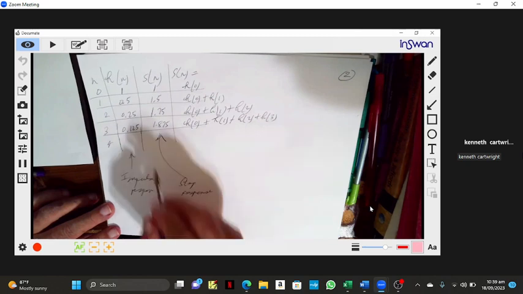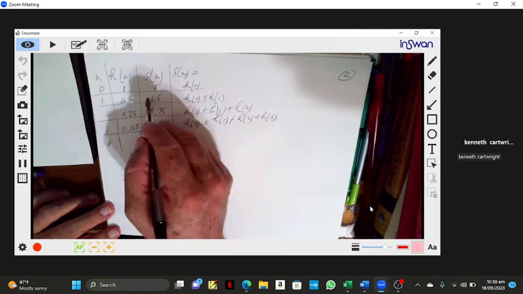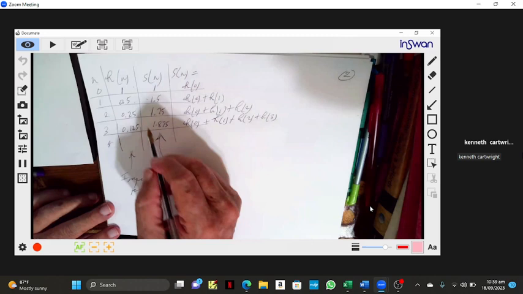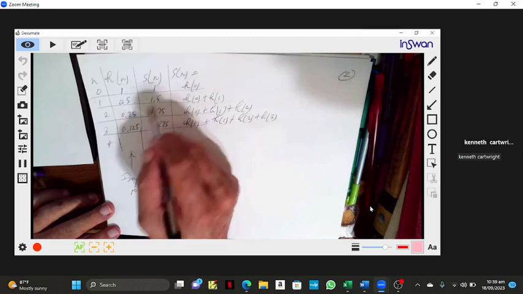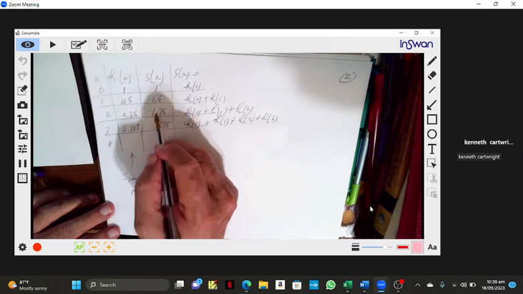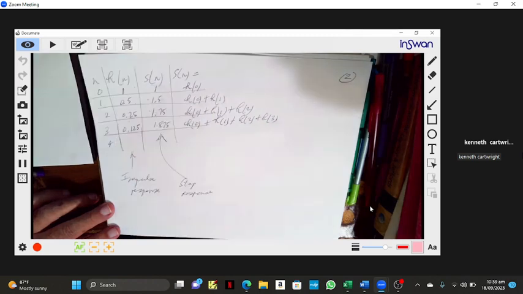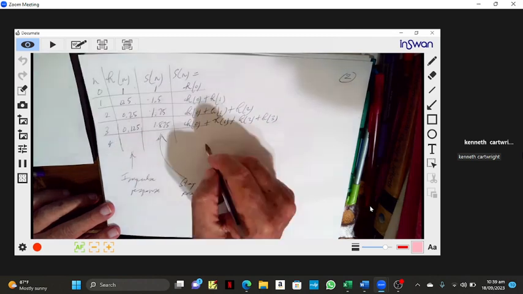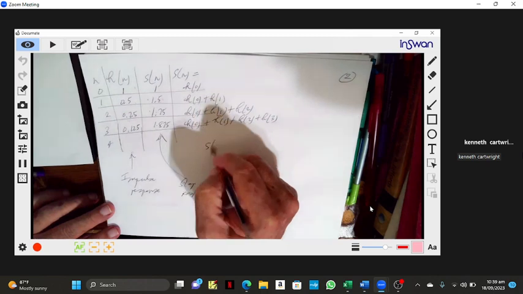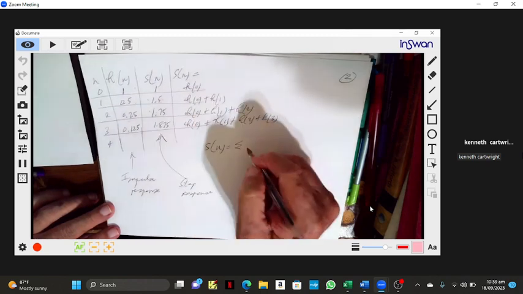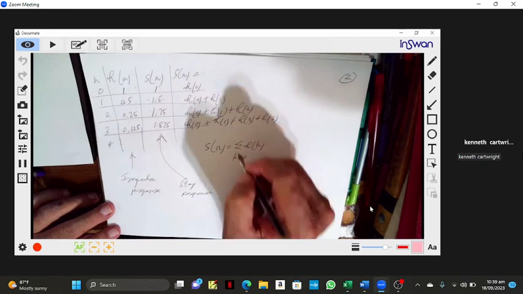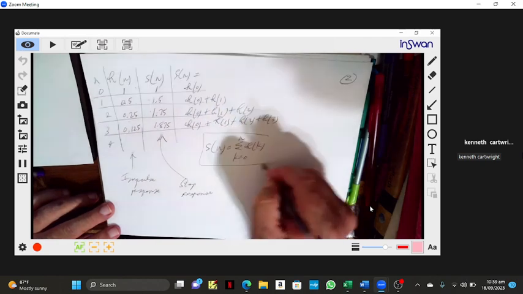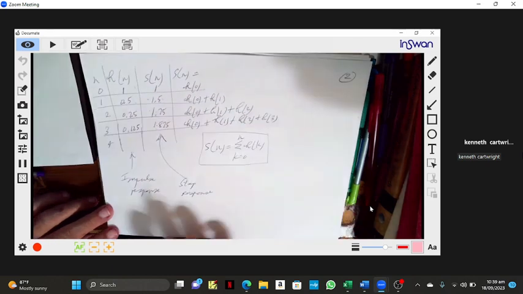In other words, this one here is those two added together. Or we could write that succinctly as S of n equals the sum of H of k, for k equals 0 to n. That's how we write that succinctly.